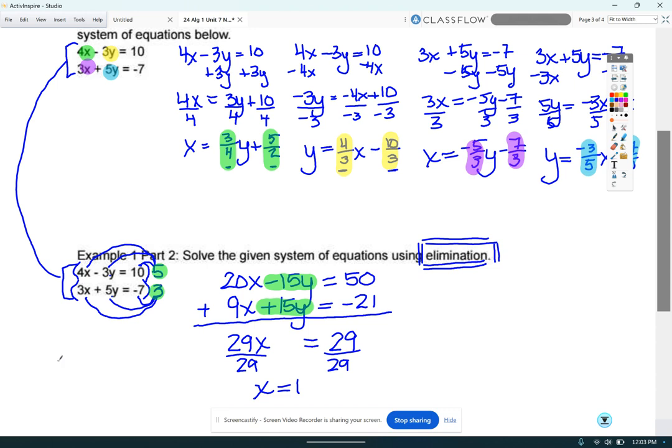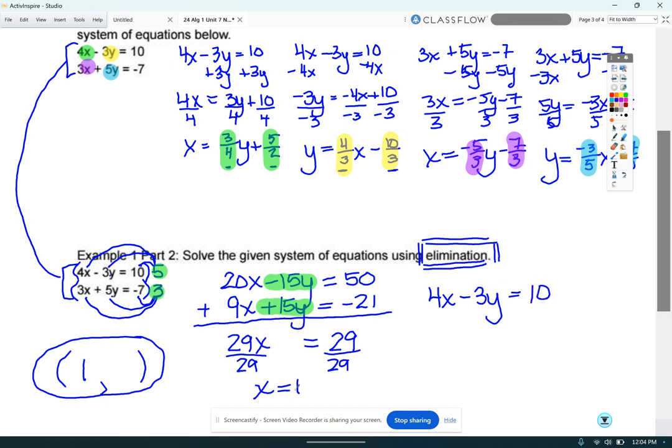If I graph these two equations, one of the parts of the ordered pair of where they intersect is 1. But I've got to go find the other part of where they intersect, and this does require that I do substitution. I'm going to pick either one of these first two equations. It doesn't matter which one. So I'll just do the first one, 4x minus 3y. Let me finish writing the equation. I'm going to put 1 in for the x.